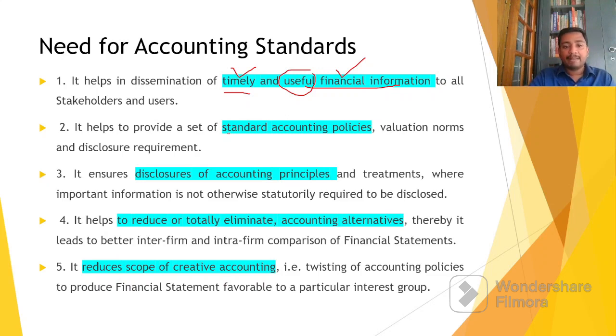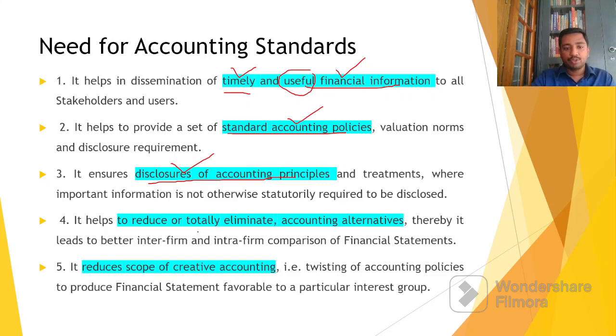And the second one, it helps to create certain standardized accounting policies. So it should be followed everywhere and by every accountant, so that there can be a possibility of comparison. The third one, it ensures the disclosure of accounting principles and treatments. All the accounting principles followed and the treatments which we are doing should be clearly disclosed by the accountants. That is also ensured with the help of accounting standards.